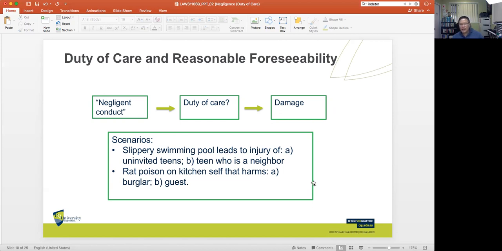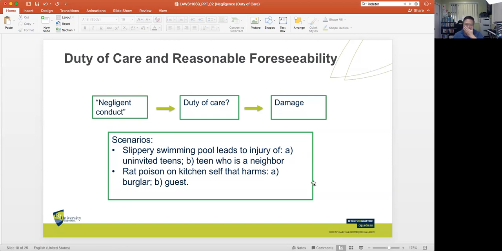But I'll put it in a different scenario, exactly the same facts, but what then happens is that you have a teen who happens to be your next door neighbor. And while you were out, that teen went over your fence, played around near the pool, and same thing, same facts. He gets injured after slipping on the surface around the pool. The question is, would you as house owner be liable on the basis of the tort of negligence?